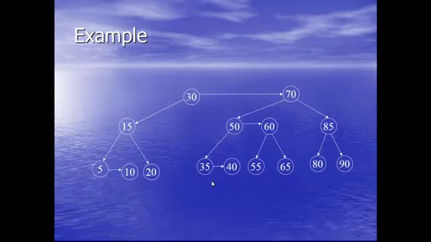You can see an example of an AA tree. 30 has a horizontal link to 70. 70 has 2 children, that is 50 and 85. 60 and 50 are in a horizontal link. Similarly, 35 and 40 are in a horizontal link.